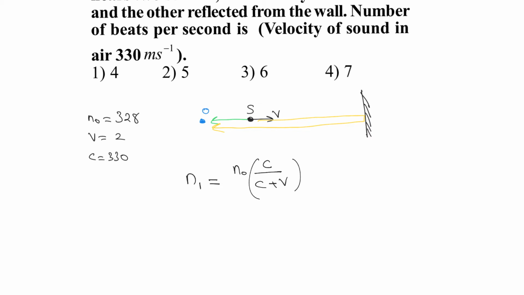And to find the frequency of the reflected sound, we can just consider the reflecting surface to be like a mirror. So the image of the source will be inside the mirror, and the source appears to be moving towards the observer. So we can write the equation for the apparent frequency of the reflected sound, that is n0 into c divided by c minus v.